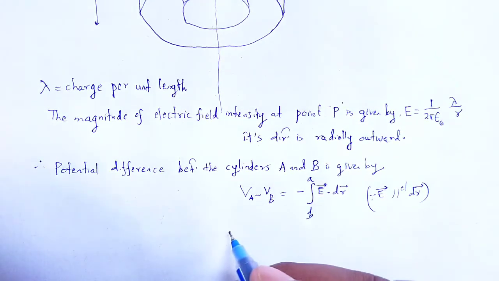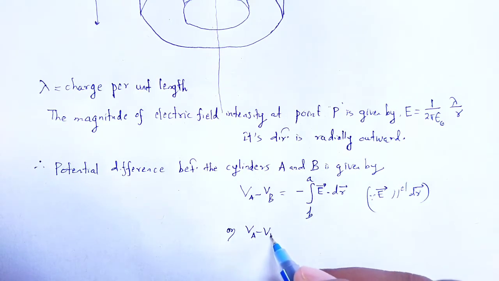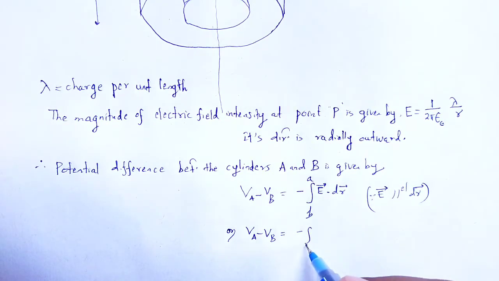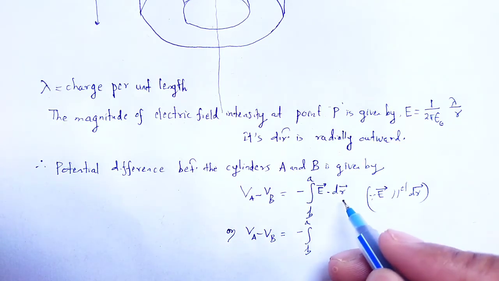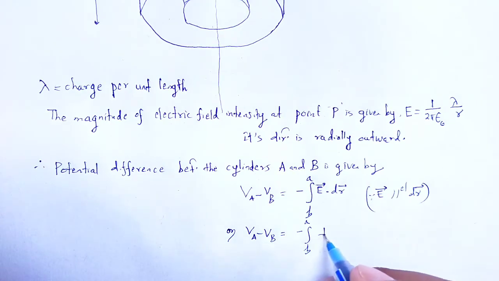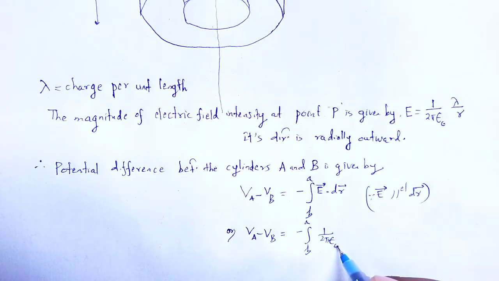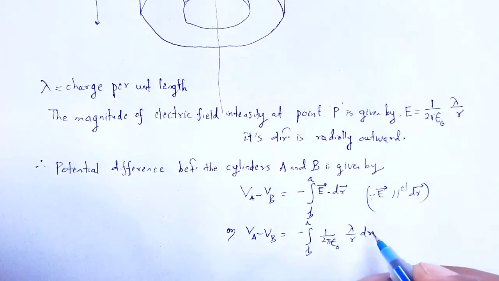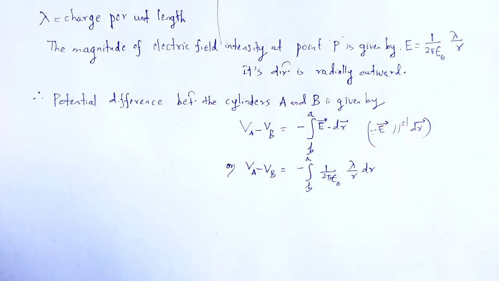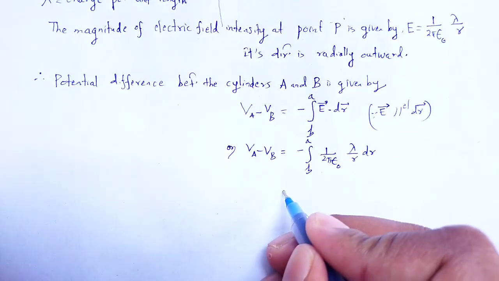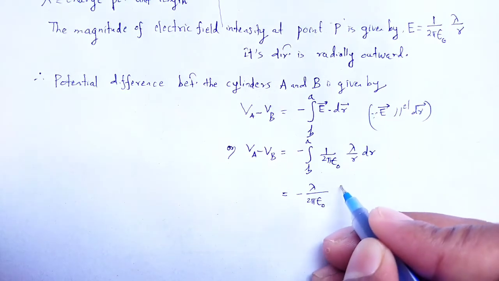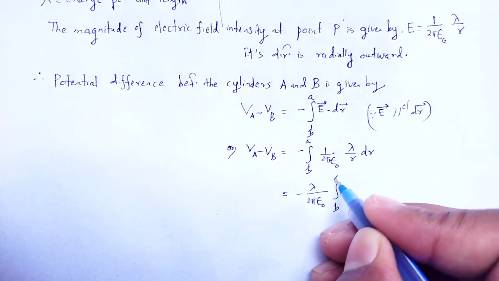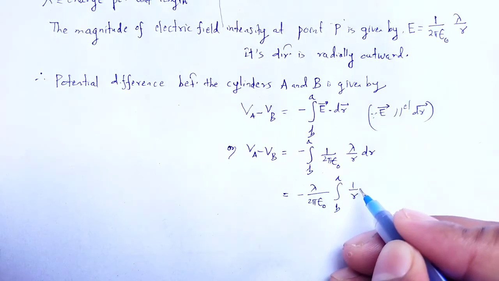Now putting the value of E here, we have VA minus VB equals the integration from B to A of E dot dr. Putting the value of E, E dot dr is E dr, which is 1 by 2 pi epsilon naught lambda by r dr. So, minus lambda divided by 2 pi epsilon naught integration from B to A of 1 by r dr.